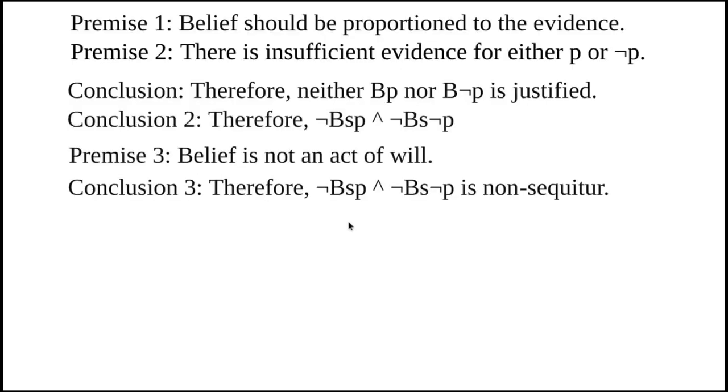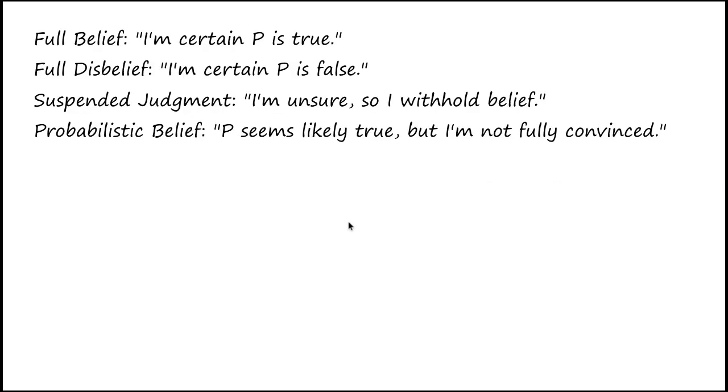Hume's point is clear: belief is not binary. There are various degrees of confidence one can have in a belief. A truly wise person carefully determines which degree of belief the evidence supports and adjusts accordingly. This contrasts sharply with the argument presented, which suggests belief must be an all-or-nothing decision, ignoring the possibility of holding tentative or probabilistic beliefs. Full belief: I'm certain P is true. Full disbelief: I'm certain P is false. Suspended judgment: I'm unsure, so I withhold belief. Probabilistic belief: P seems likely true, but I'm not fully convinced.